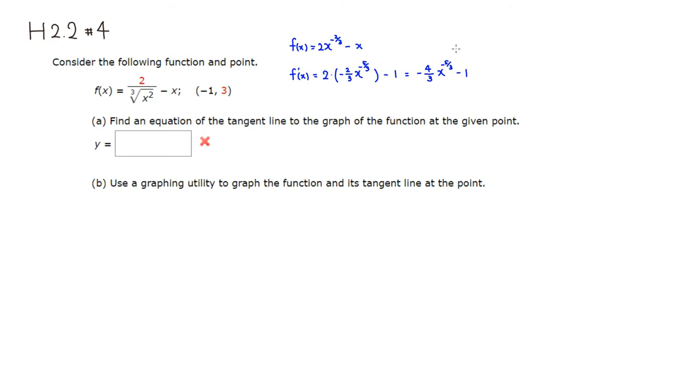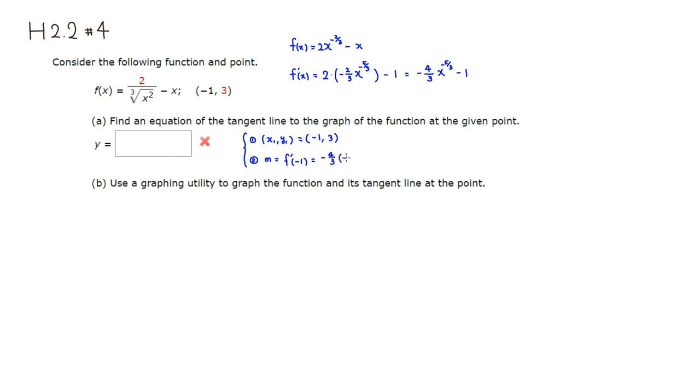In order to find an equation of the tangent line, we need a couple things. The first thing is we need a point. I'm going to call that point x1 comma y1, and this is equal to negative 1 comma 3. Number 2, we need a slope. I'm going to call that m, but all you have to do is find the derivative and plug in the x1 value, which is negative 1.